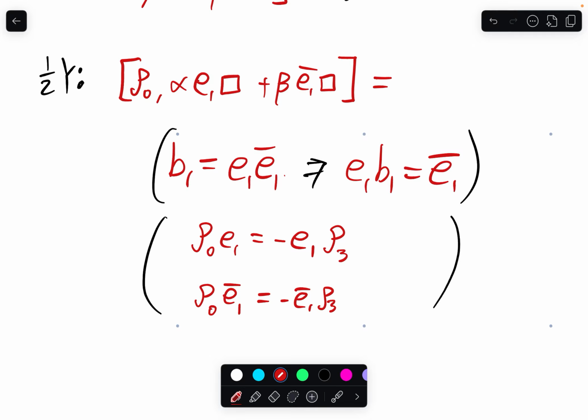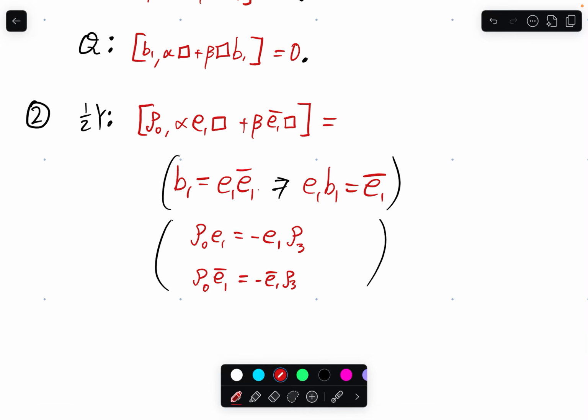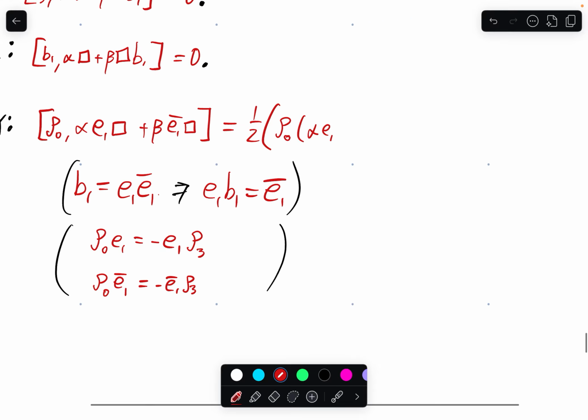I believe, yes. So, okay. So yeah, we have this. So these simplify to, I'm now going to use the definition of the commutator. And we're going to have rho naught alpha E1. And I'm going to move box all the way outside. Then plus beta E1 bar.